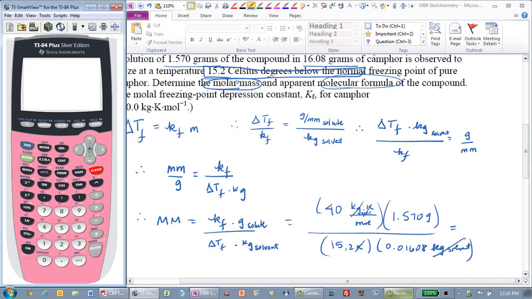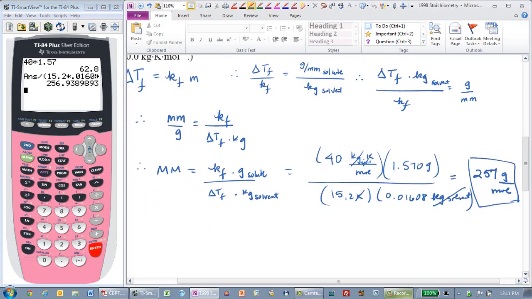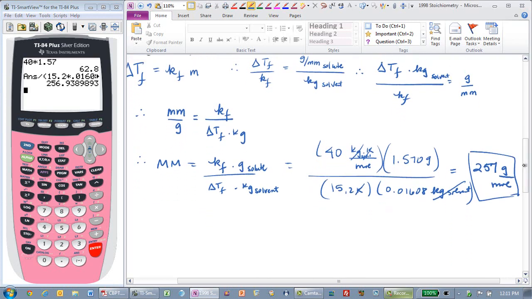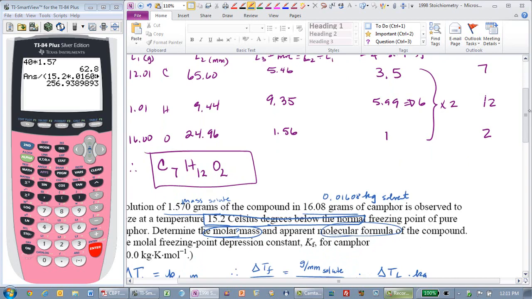You ready? I'll clear my calculator screen over here. 40 times 1.57, got my numerator, divided by, open a paren, 15.2 times 0.01608. My brain always wants to ignore that zero. And we come out with 257 grams per mole. Okay, I've answered the first part. Now, what else do you want? Well, remember, did we find an empirical mass up here? No, we have not done that yet. So let's find the empirical mass, because that's the whole deal.